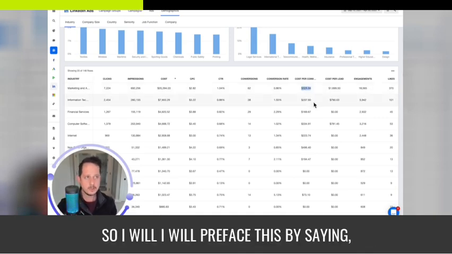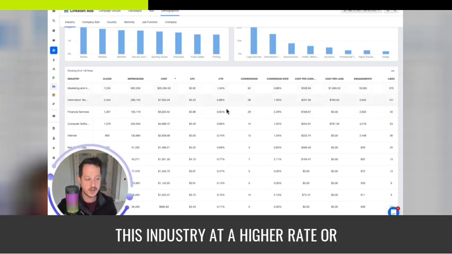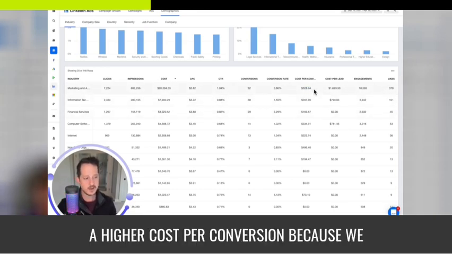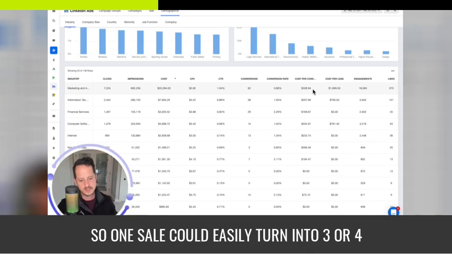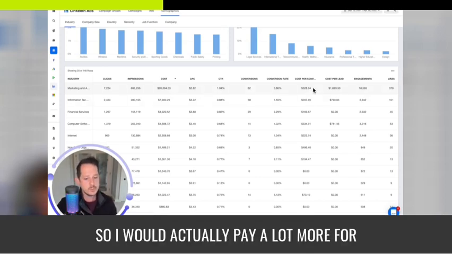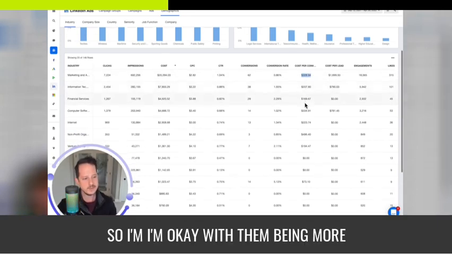So I will preface this by saying I'm actually okay getting leads in this industry at a higher cost per conversion, because we allow white labeling of our services to marketing agencies. So one sale could easily turn into 3, 4, or 5 new clients for us. So I would actually pay a lot more for a booked call from this industry. So I'm okay with them being more expensive.